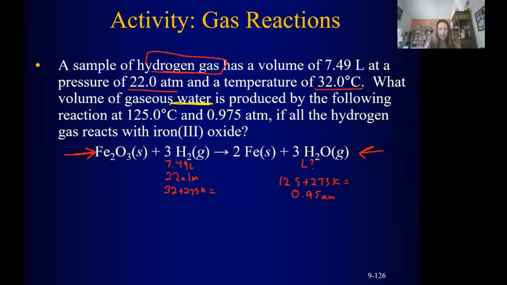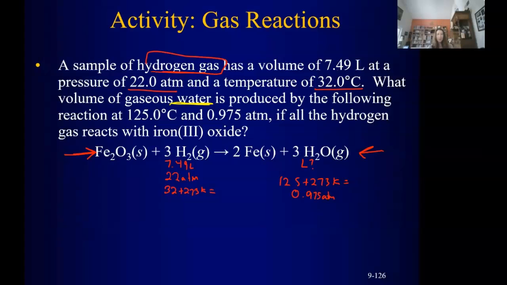Okay, so now we have to think. We're starting with hydrogen, but we need to get to water, which means we have to get to moles of hydrogen, right? Because the only way to go from hydrogen to water is a mole-mole ratio. So somehow we have to use these coefficients to go from one to the other. So what do we have about hydrogen? So we have the atmosphere, is that 0.95? No, I forgot the 7. Thank you. And the T.